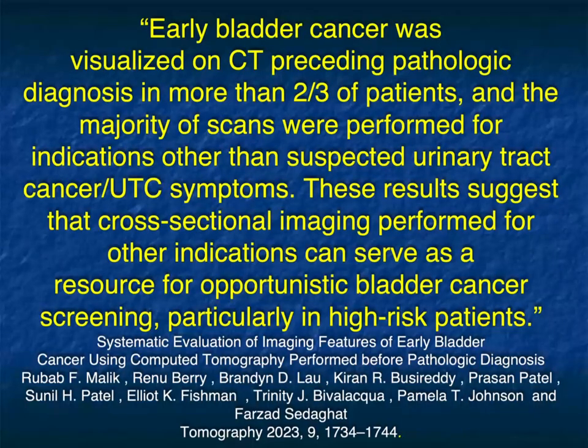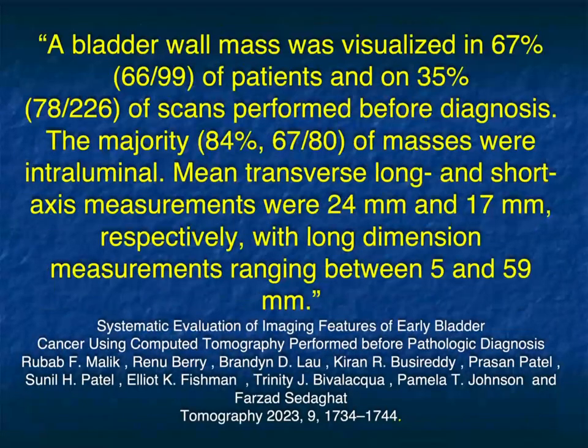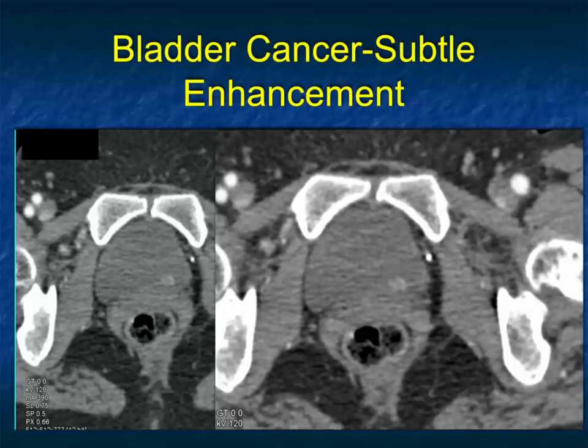We did a recent paper which looked backwards at patients with diagnosed bladder cancer and found that in a significant number of the cases, the bladder cancer was on a CT scan but not recognized, because that CT scan was not specifically for hematuria. A bladder wall mass was visualized in 67% of patients and on 35% of scans performed before diagnosis. The majority were intraluminal. Transverse long and short diameters were 24 millimeters and 17 millimeters, with long dimension between 5 and 59. It makes the point that you will pick up lots of incidental bladder cancers. Again, it's dependent on the age of the population.